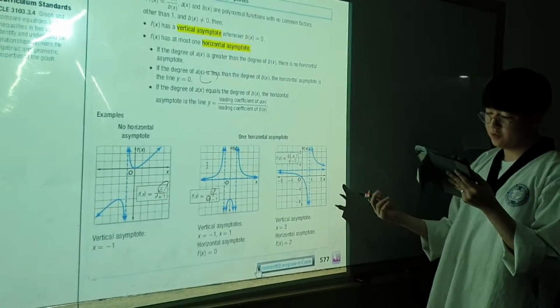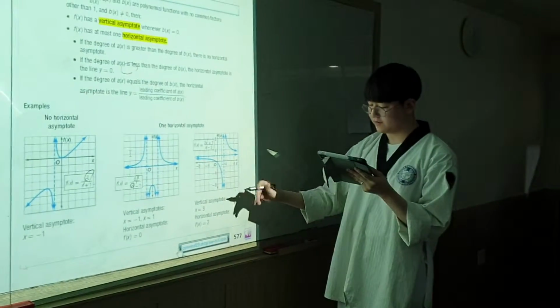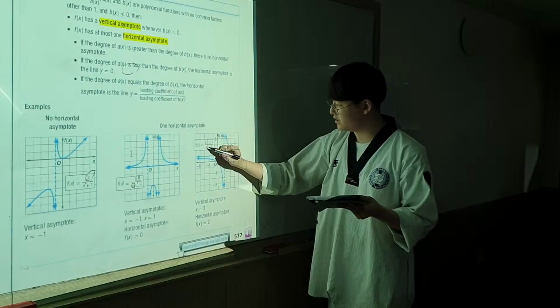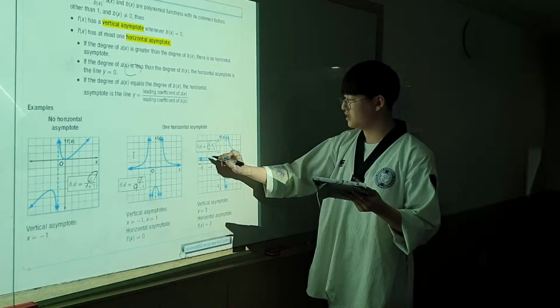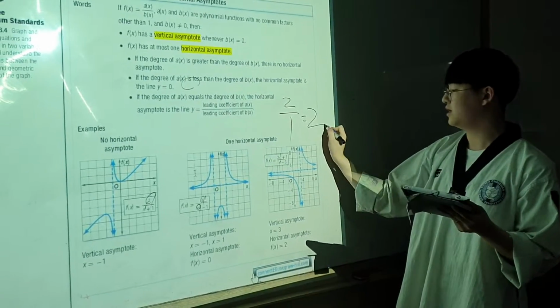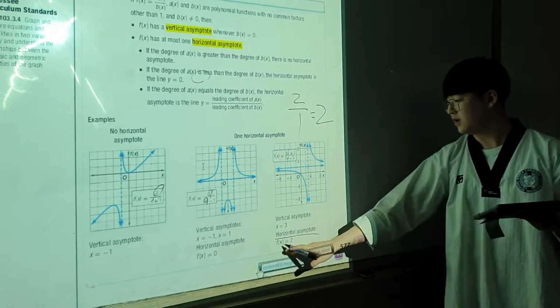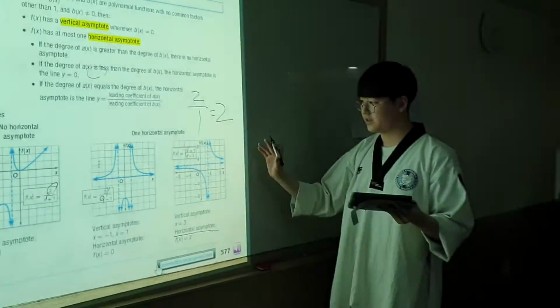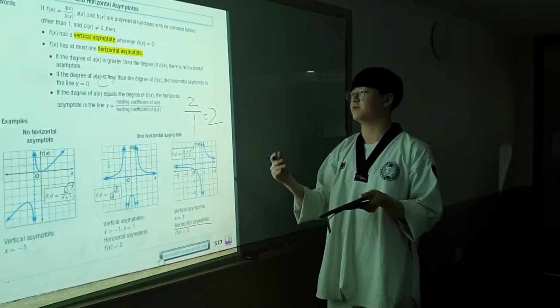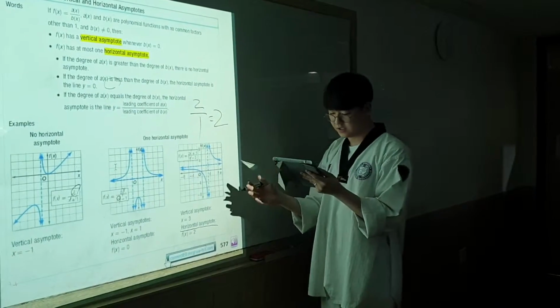then we can find the horizontal asymptote by dividing the numerator's coefficient by the denominator's coefficient. So here the coefficient in the denominator is 1. Let's divide 2 by 1. So it's 2, and the horizontal asymptote is y equals 2. So these are the three types of horizontal asymptote, or the ways to find the horizontal asymptote in a rational function.